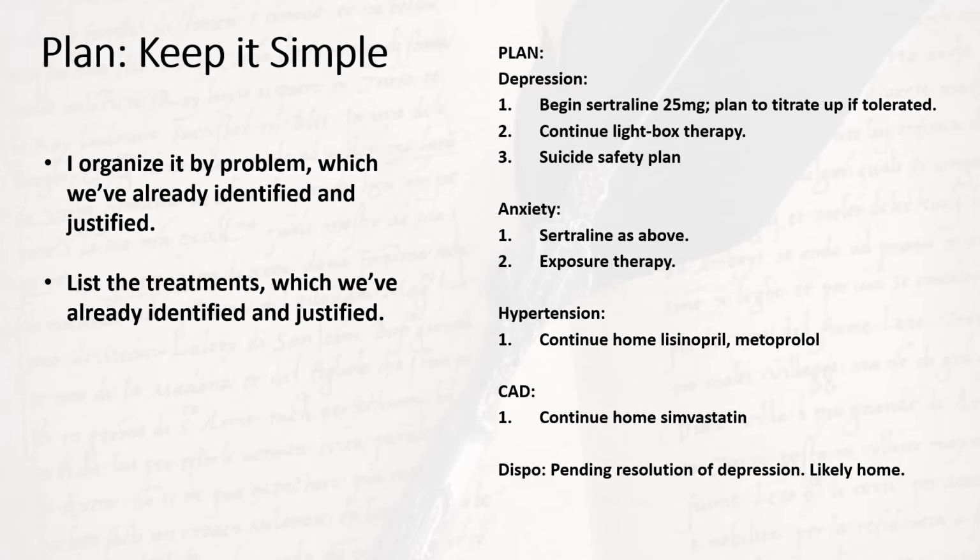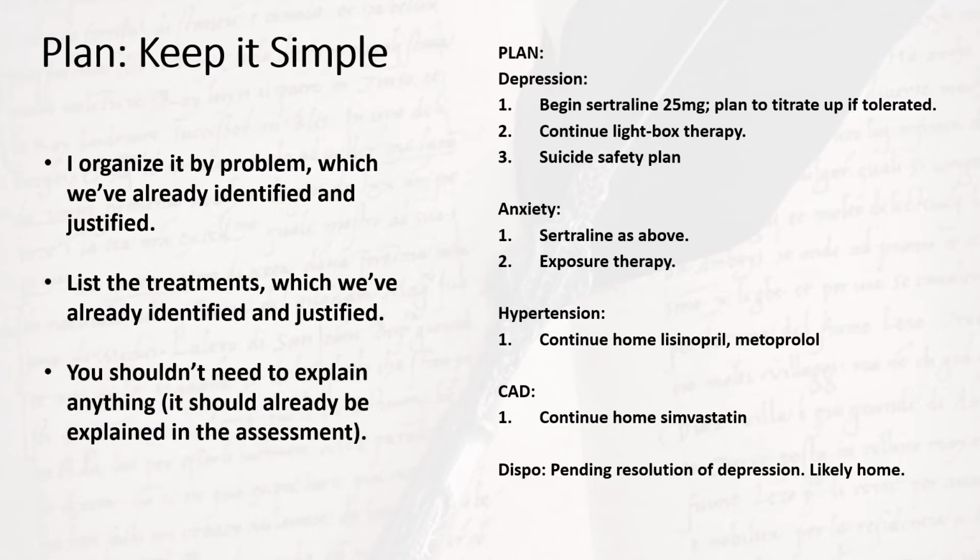And then I'm going to list the treatments, which again, we've already identified the treatments and made our arguments for why they're reasonable treatments. And so you really shouldn't need to explain anything. I would say the plan is where I put in dosing and schedules for my medications. Those don't need to go in the assessment. The assessment is my argument about, we should use Zoloft to treat this patient's depression.